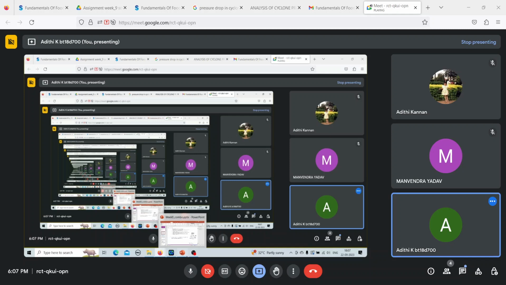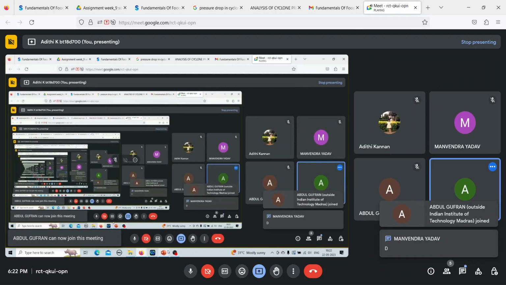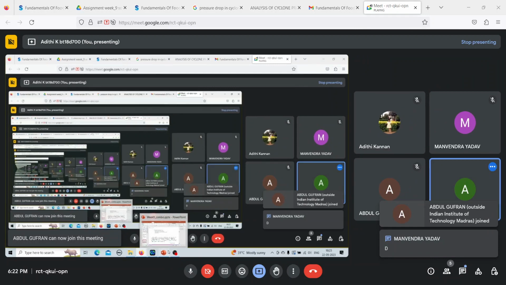Question 5: select the incorrect statement about Stokes' law. A, sedimentation separation follows Stokes' law. B, particles must be solid, smooth and spherical. C, particles should not interfere with each other during the fall. And D, none of the above. The answer is D. All of these statements are correct about Stokes' law.